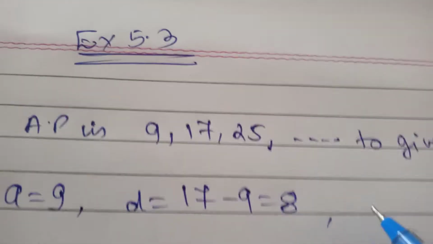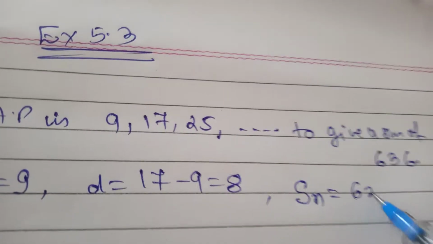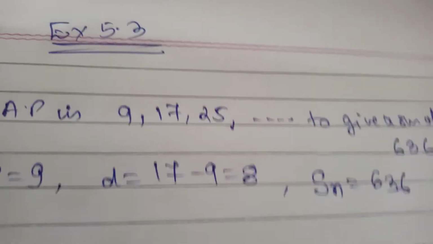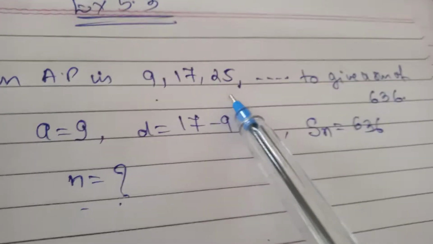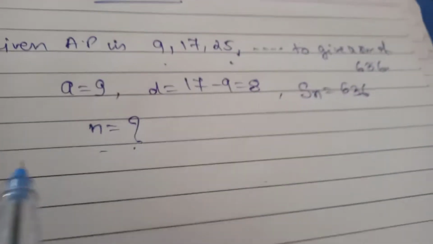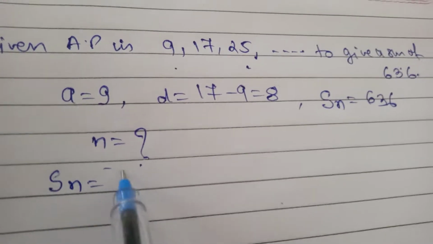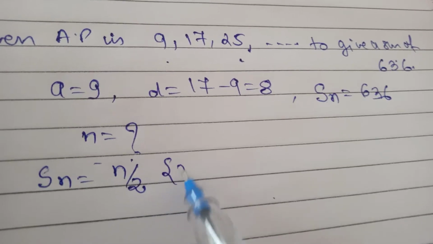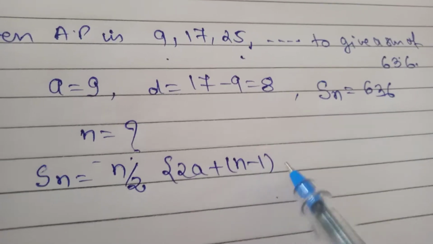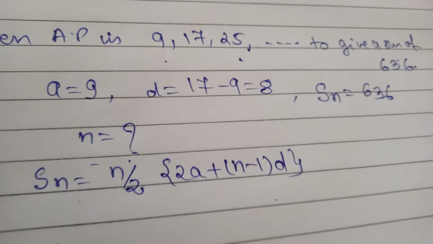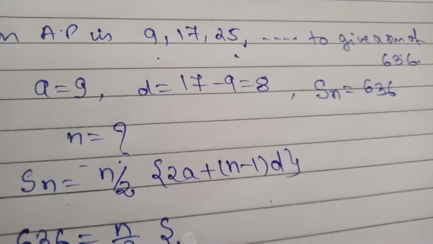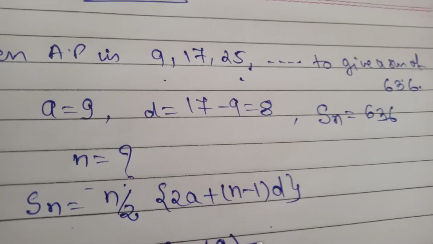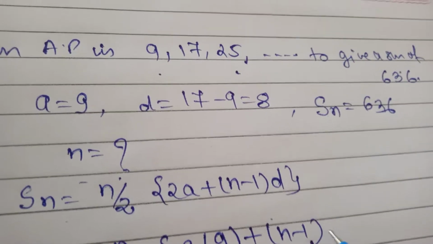The total sum is given as Sn is equal to 636. Means we have to find the number of terms, that is n. How many terms are there in the given AP which should be added to give 636. Now what to do? Write down the formula. Sn is equal to n by 2 [2a plus (n minus 1) into d]. Now the value of Sn is 636, equal to n by 2 [2 into 9 plus (n minus 1) into 8].